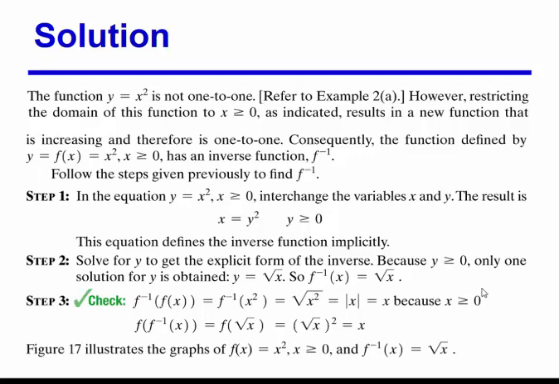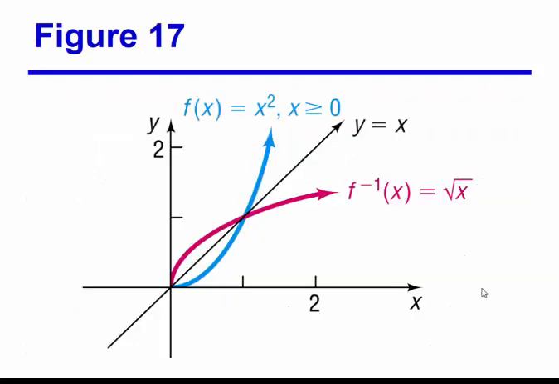And then we check both of them to make sure that the composite functions of the inverse and the original function are both equal to x. And they are, so therefore the original function f of x equals x squared, where x is greater than or equal to 0, has an inverse function, which is f inverse of x equals the square root of x.